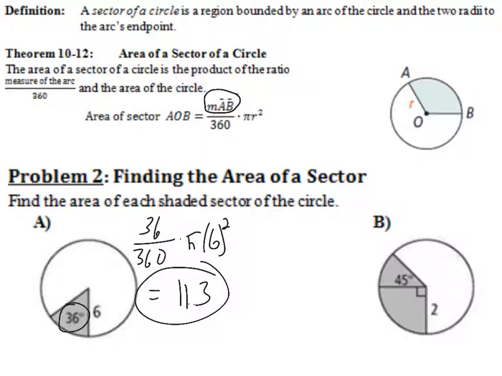For this second example, I've got a 45-degree angle here and a 90-degree angle here, giving me a total of 135 degrees. So I'll put that over 360. I'm going to multiply that by pi times my radius of 2 squared. And when I type that into my calculator, I get an area of 4.7.